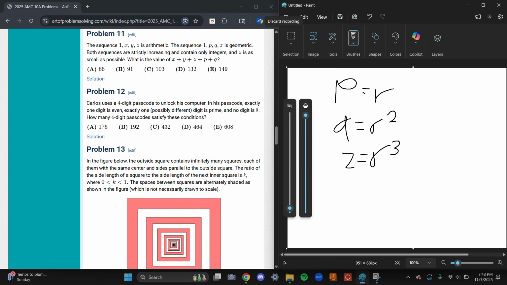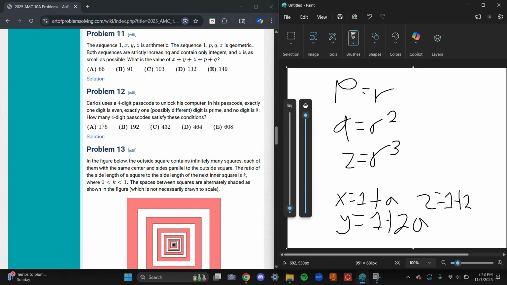And then similarly, if we look at the arithmetic sequence, let's let the common difference be a. So then x is going to be equal to 1 plus a, y is going to be equal to 1 plus 2a, and z is going to be equal to 1 plus 3a. Now it says both sequences are strictly increasing and contain only integers. That means that a is positive and an integer. r is also going to be a positive integer.